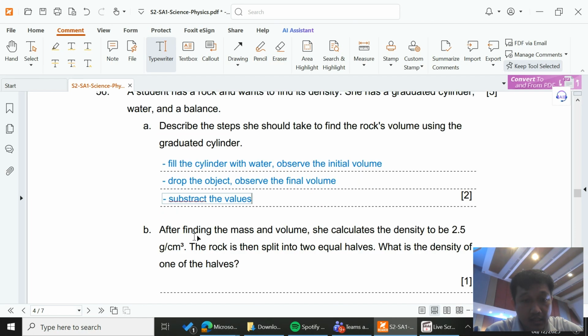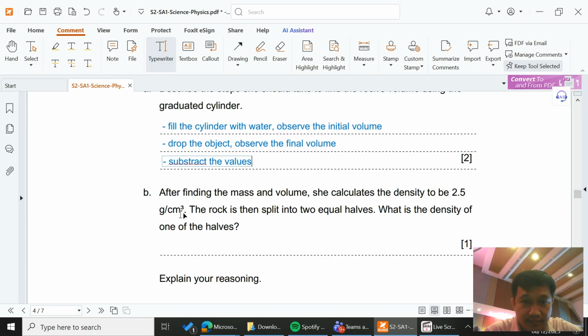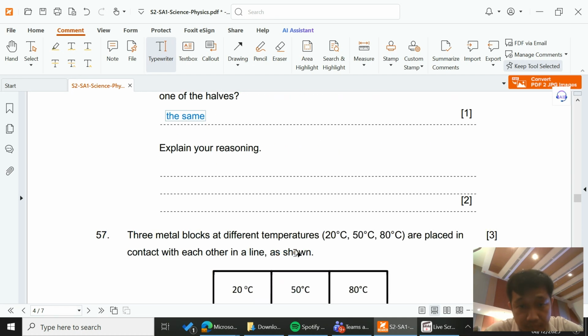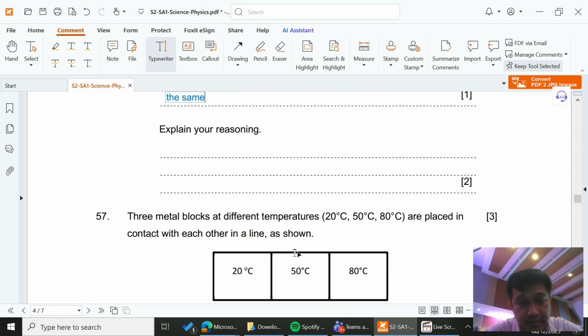Now, after finding the mass and the volume, then calculate. The rock is split into two. Remember, guys, density is not affected by the volume. You have one stone, you divide it into two. The density still remains the same. It will not reduce. The volume reduces, the mass reduces, but the density remains the same.